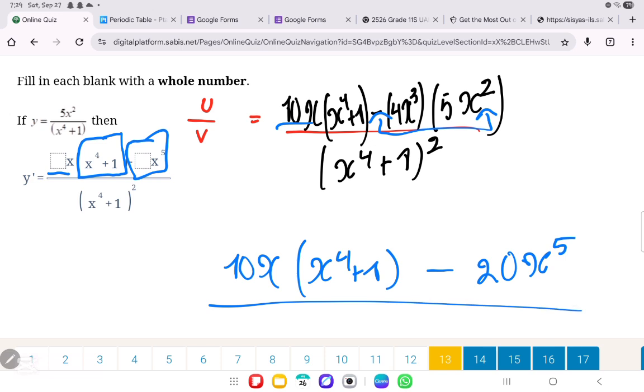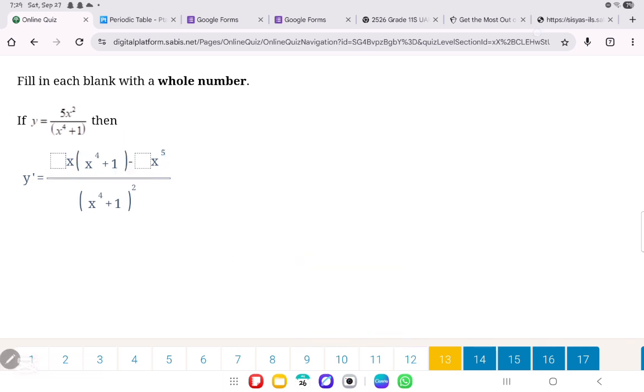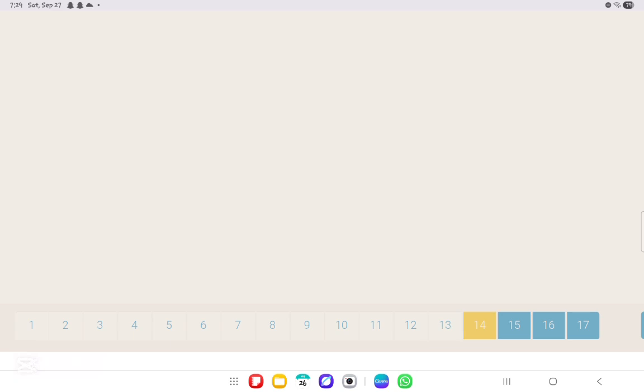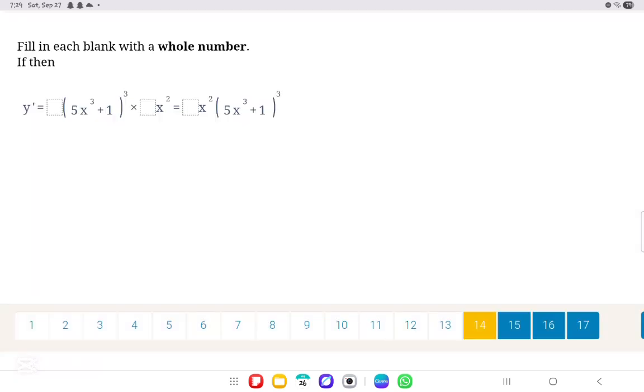All of it being what? All of it being over x to the power of 4 plus 1 being squared. So this is the final structure of how they want us to have it. It's 10x times x to the power of 4 plus 1 minus 20x to the power of 5 over x to the power of 4 plus 1 squared. So 10x and minus 20x to the power of 5. Let's move on to question number 14.